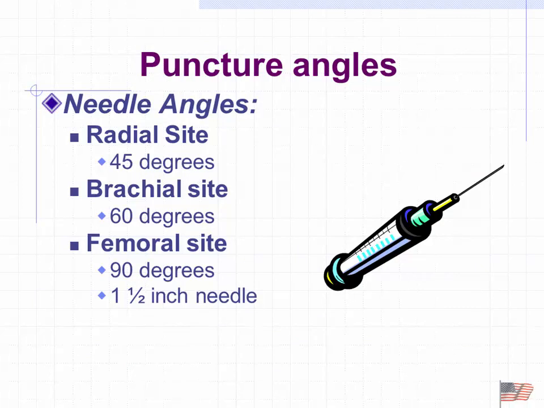Radial, we said 30 to 45 degrees, 60 degrees for brachial, and 90 degrees, so you're going straight down for femoral because of the depth involved.